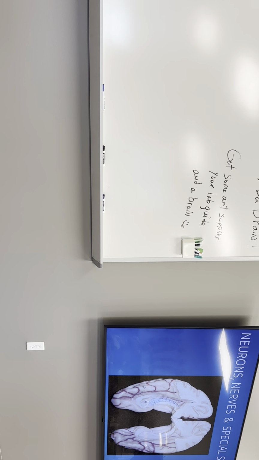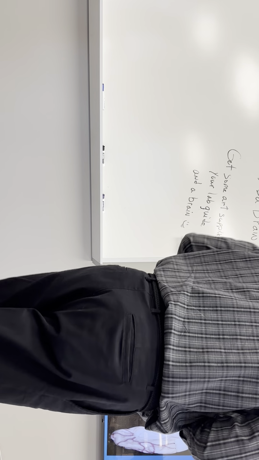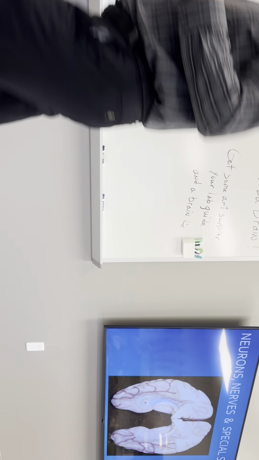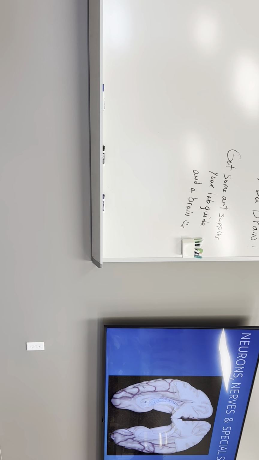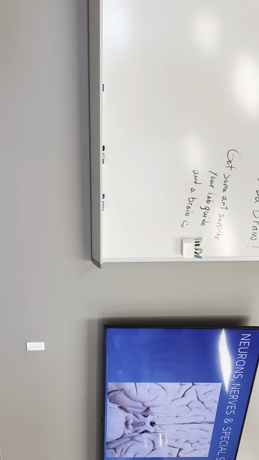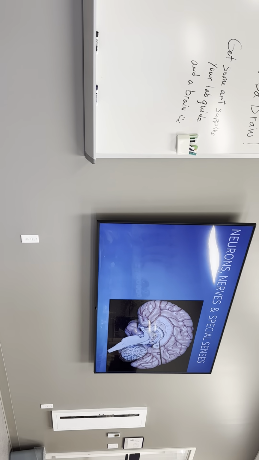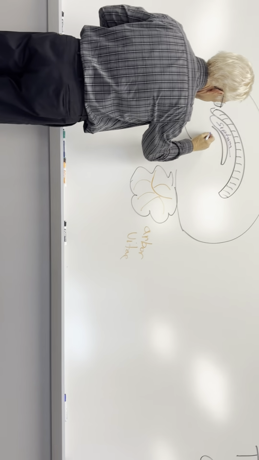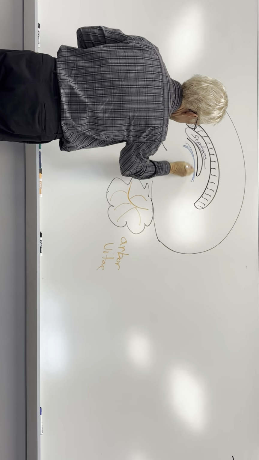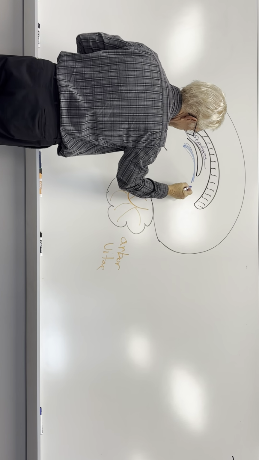This is called the choroid plexus. Is that on your list? Yes. Midway, second column? Yes. Choroid plexus. And if you look at your half brain, do you see any blue here? That would be your choroid plexus underneath here. Okay?